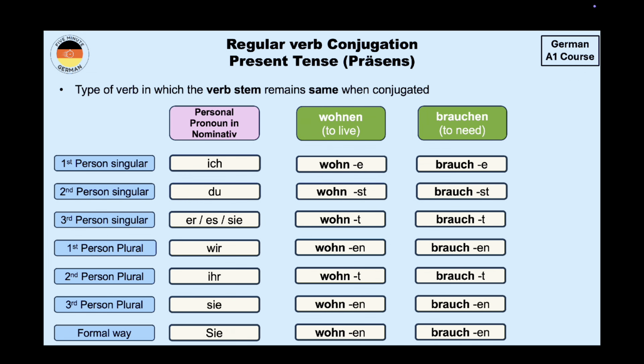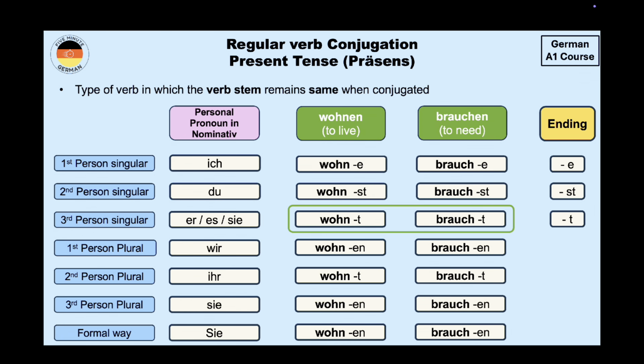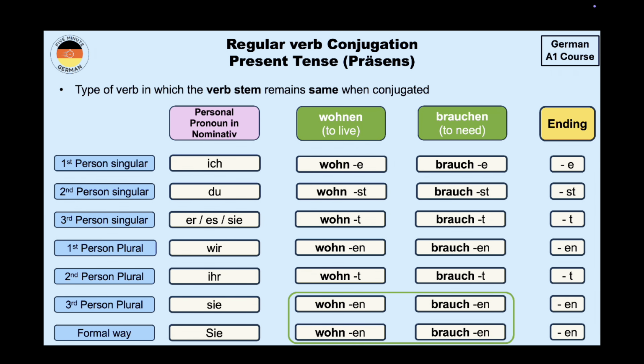Now when we compare the conjugations of wohnen and brauchen, then there is one more interesting thing which you might have noticed. For both the verbs, the ending for the first person singular is the same, which is e. In second person singular, or in case of du, it is also the same, which is st. For third person singular, it is t. For first person plural or wir, it is en. For second person plural, it is again t. And for the third person plural and the formal way, it is en.